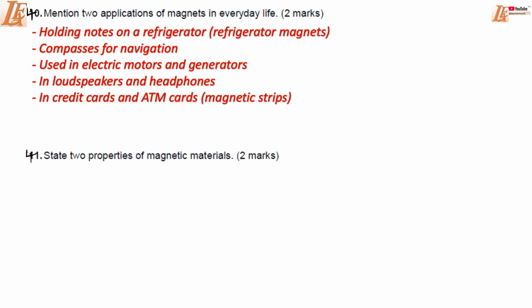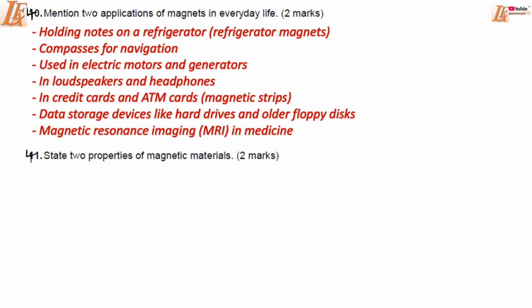Then the fifth one is used in credit cards and ATM cards for magnetic strips. Then we also have another use, that it's used in data storage devices like hard drives and older floppy disks. And then finally, magnets are used in magnetic resonance imaging, which we call MRI, in medicine in hospitals.